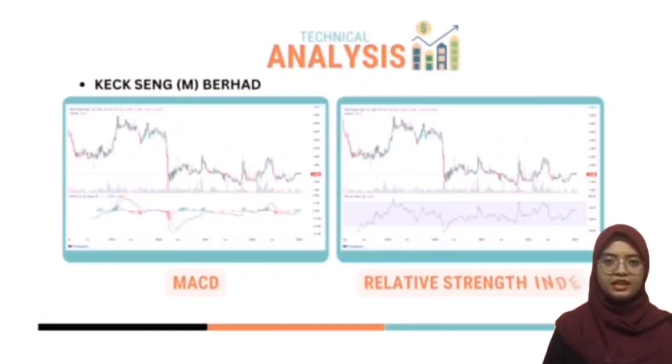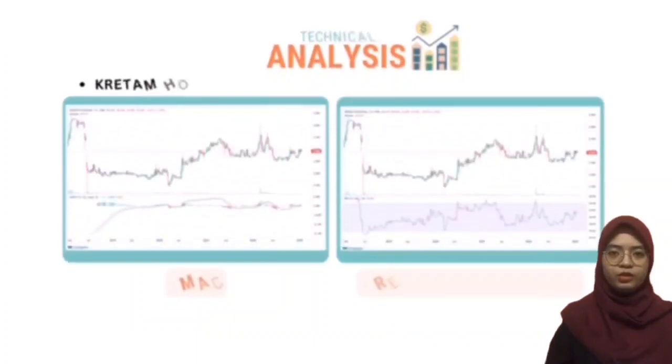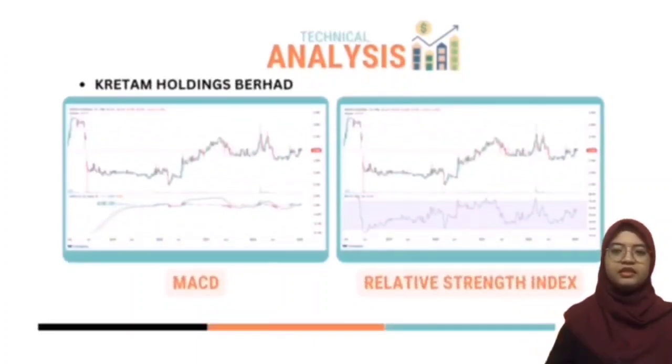For the technical analysis part, we will look at the MACD and relative strength index for the 3 companies. This is the MACD and relative strength index for Bwfn Malaysia Berhad. Secondly, this is the MACD and relative strength index for United Plantation Berhad. And for the last one, this is the MACD and relative strength index for Kretam Holdings Berhad.